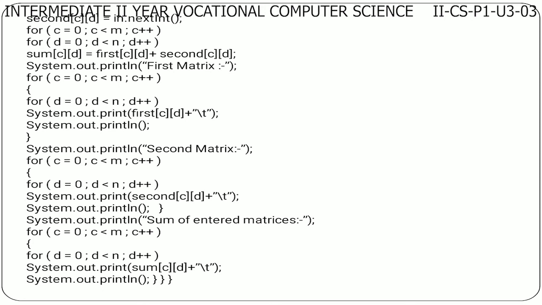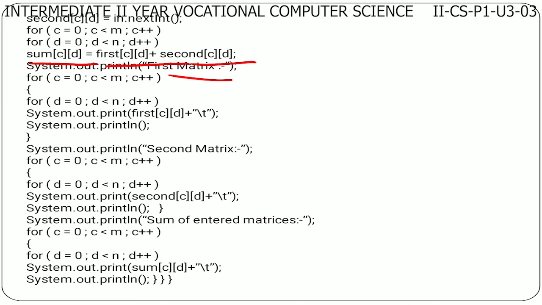Now for c = 0; c < m; c++, for d = 0; d < n; d++. That is, I am reading the values of c and d, and then I am using sum[c][d] = first[c][d] + second[c][d]. That is, I'm making the sum of the values of the first and second matrices and storing them in the sum matrix.